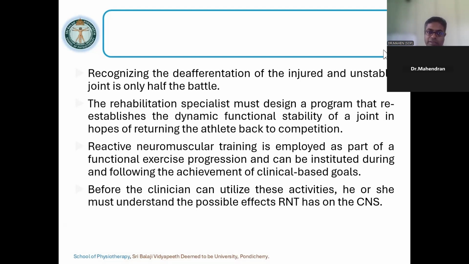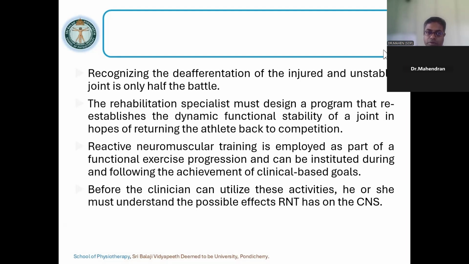So that's the reason this technique cannot be incorporated at the early phase of the rehabilitation. Okay, so it is better to have it at the terminal phase of the rehabilitation. So before the clinician can utilize these activities, he or she must understand the possible effect RNT has on the CNS. Before we use this technique, as a physiotherapist, we should know how this technique is working.